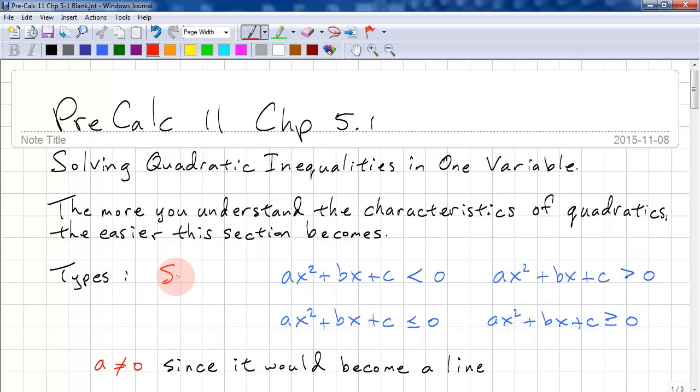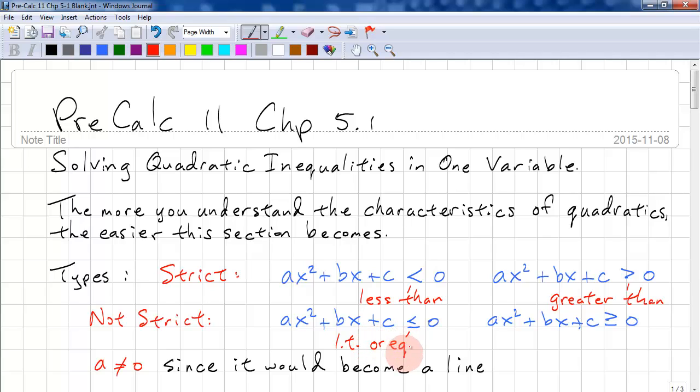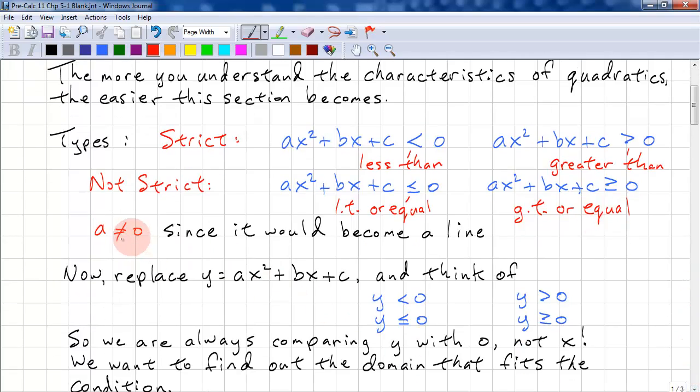Now, we have two types of inequalities. We have strict. This means it's less than a number or greater than a number. And we have not strict. So this means we have less than or equal, and we have greater than or equal. And again, we have the condition a does not equal 0, since if it was 0, it would become a line.